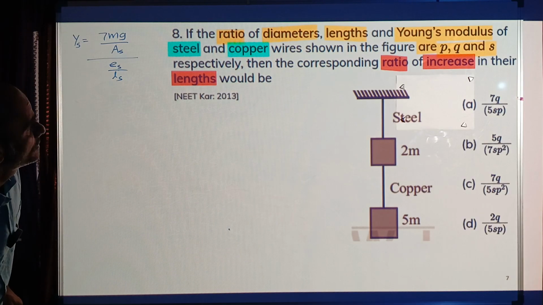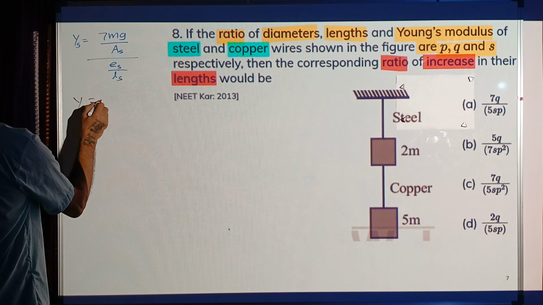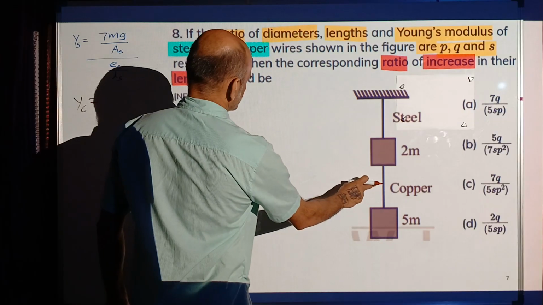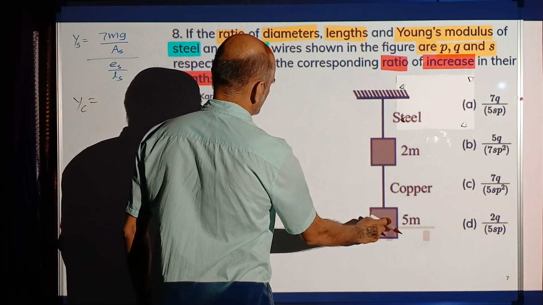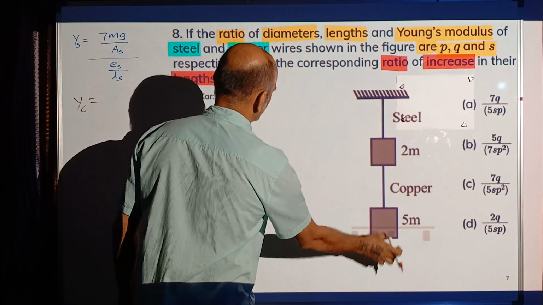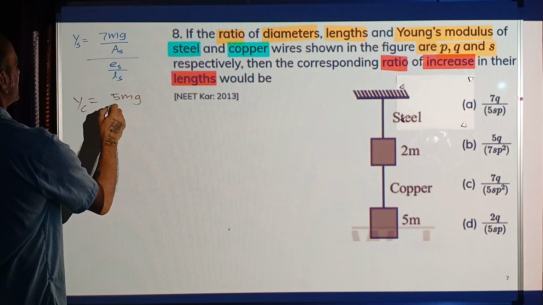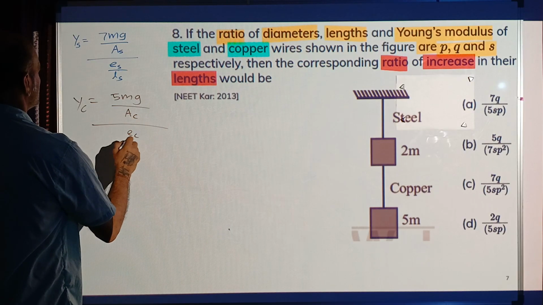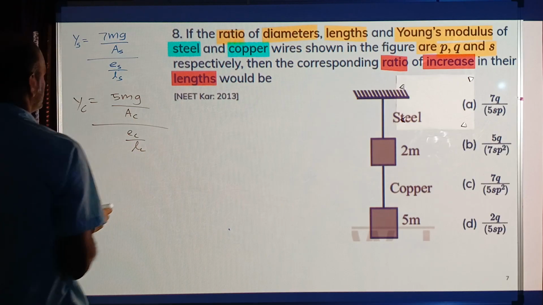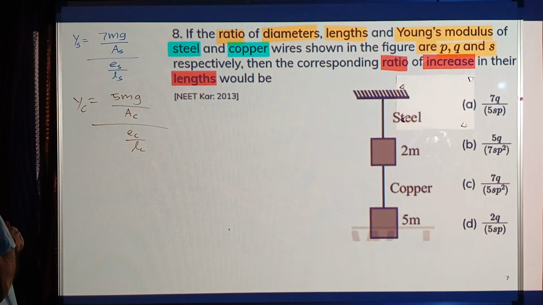And Young's modulus of copper. The load that's acting on this copper is 5m. This will just provide the support. The load acting is only this mass 5m, which is pulling it down. So its weight 5mg divided by the area of this copper wire, divided by elongation of the copper wire by the length of the copper wire. So to find the ratio of the lengths, you have to find ES by EC.